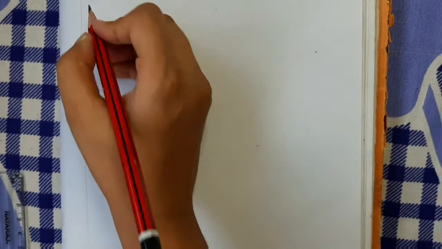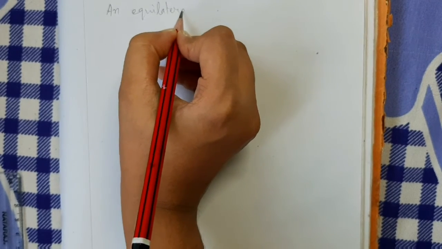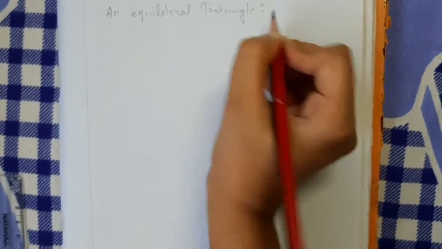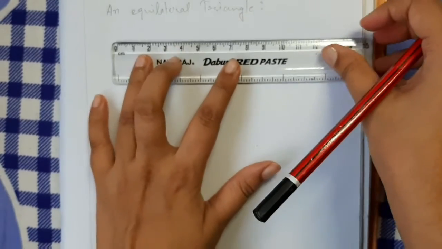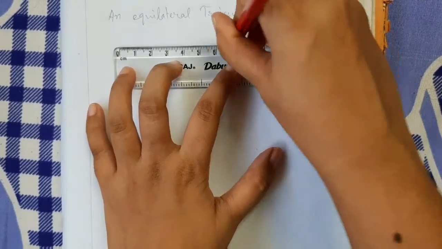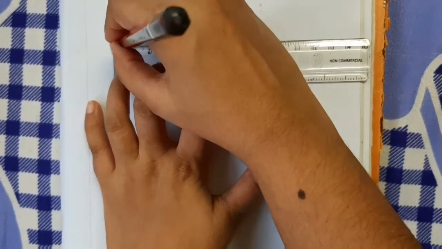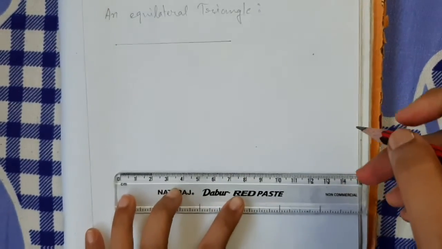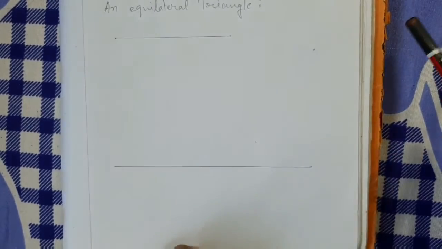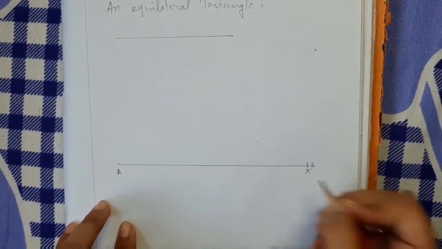Now we will draw an equilateral triangle. Okay, we will draw an equilateral triangle with the help of compass only. First of all, you will take a line segment with certain length. Suppose I am taking 7 cm as the length. Now take an arbitrary big ray. Consider this point as A and this one as X.